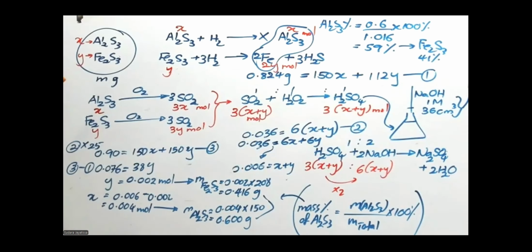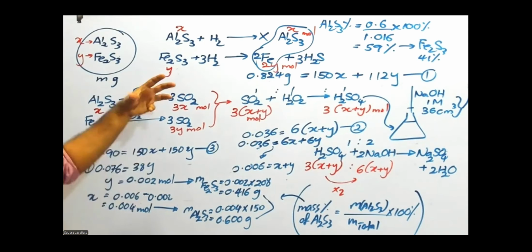I said earlier, this is just one method. If you check the marking scheme, you will see there are other methods also. You can start by assuming the mass of this one as M, other one as M1 and M2, like that. There are many methods to do. But usually the easiest way is going with the number of moles, assuming it as X and Y.